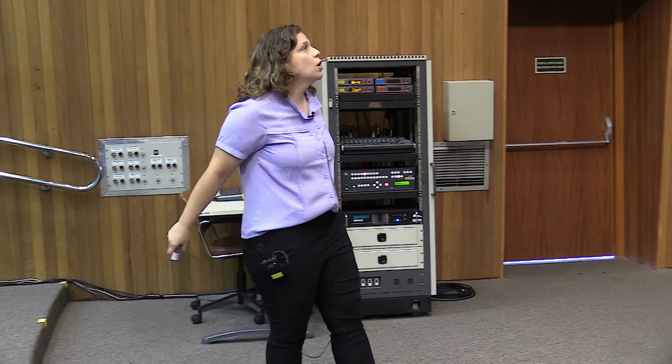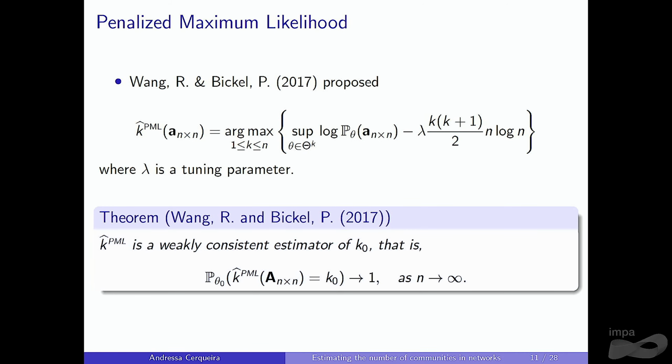Okay, so in 2017, Wang and Bickel proposed the first, not exactly the first method for estimating the number of communities, but the first one for which they get some interesting results about the consistency of the method. So they propose this estimator where they use the maximum likelihood, and then they penalize it by this penalty function. This penalty function is not exactly BIC, because here we have something like k squared n log n. Right? It's much bigger than just log n.